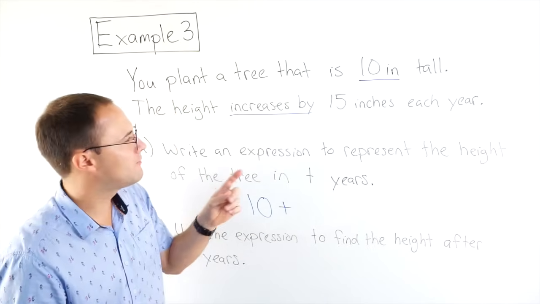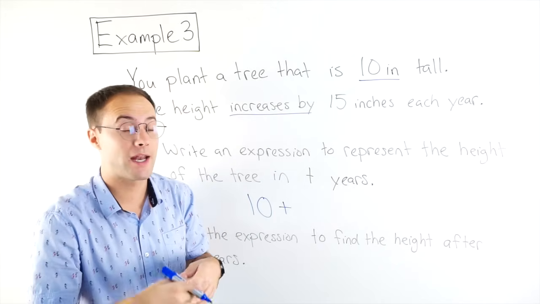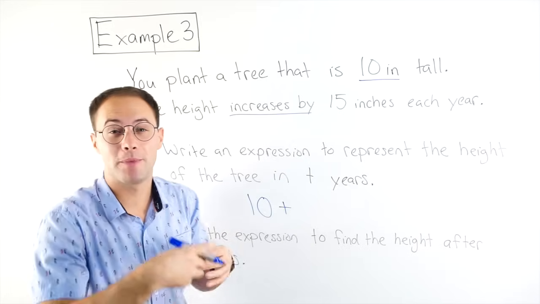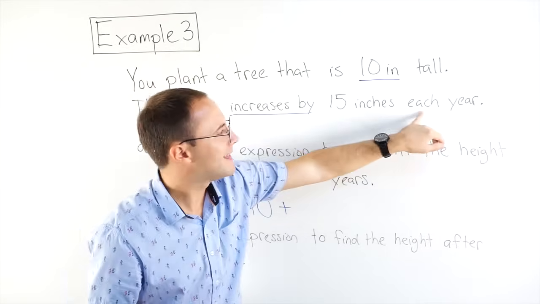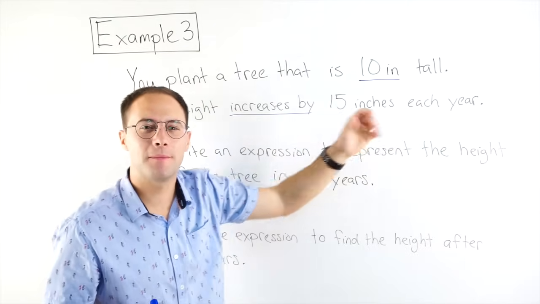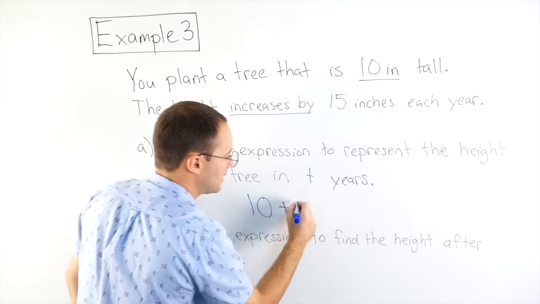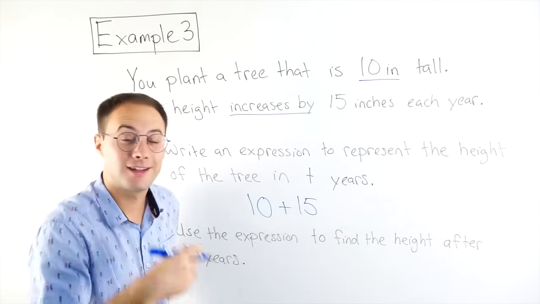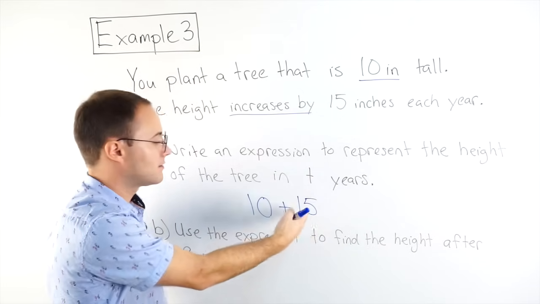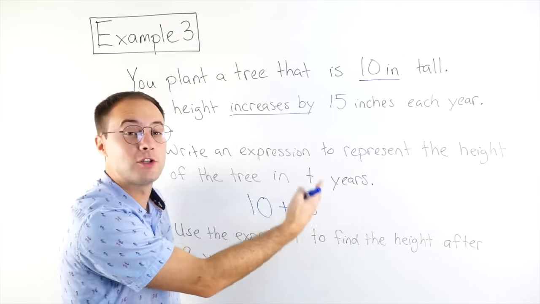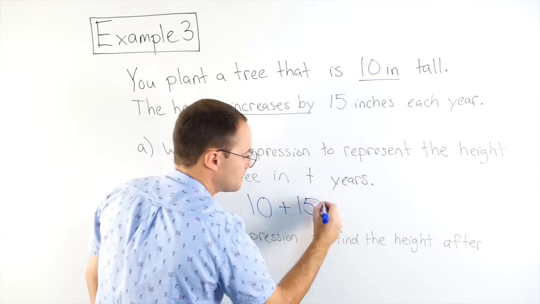And if you think about it, if it was 1 year, I would be adding 15 inches. If it was 2 years, I'd be adding 30. 3 years, I'd be adding 45. What am I doing each time, right? Well, each year, 15 inches each year, that means I'm going to be multiplying those. So I'm going to write that as 15 times the number of years. Remember, if it was 1 year, 15 times 1 is 15. So I'm adding 15. If it was 2, 15 times 2 is 30. I'm adding 30. And the variable I'm using is t.